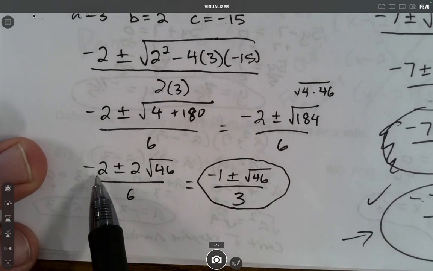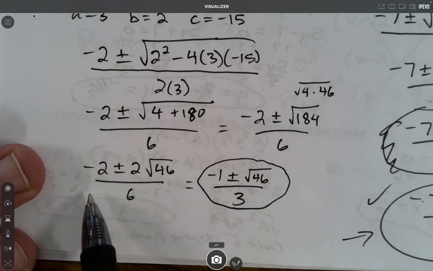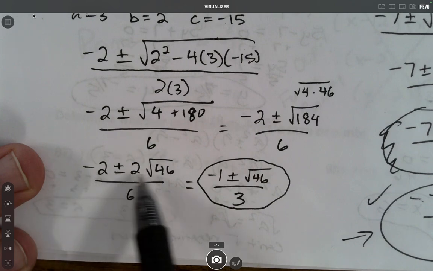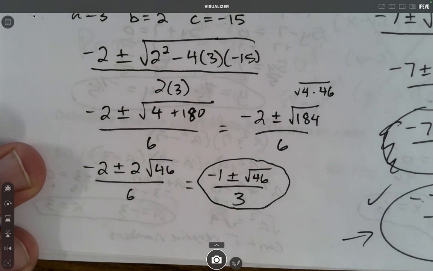So then we get -2 plus or minus 2 square root of 46, all divided by 6. And since those are all even numbers, we can divide all of them by 2. And we get that as our final answer.